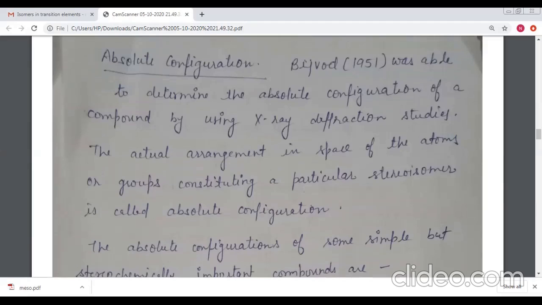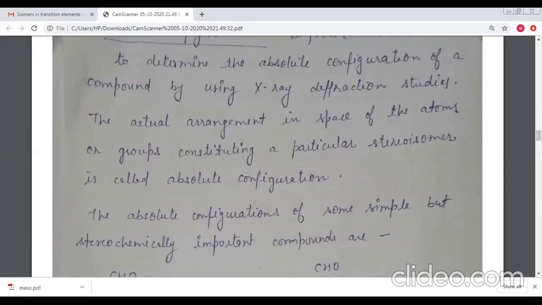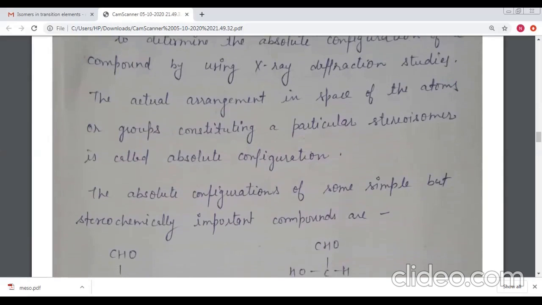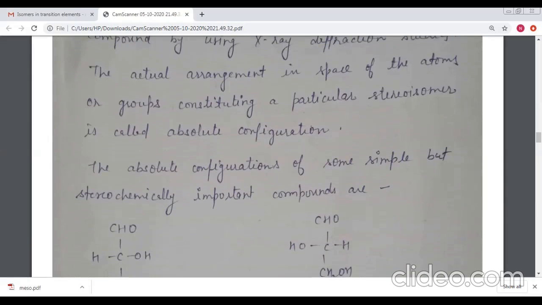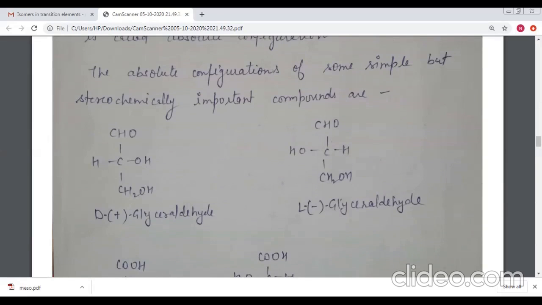and we know that this absolute configuration is determined by the X-ray diffraction method. So it is also called the actual arrangement in space of atoms or groups constituting a particular stereoisomer, called the absolute configuration. Here we take some examples. Or we can say that it is the fixed configuration. Whenever we study this configuration, it is called the absolute configuration.